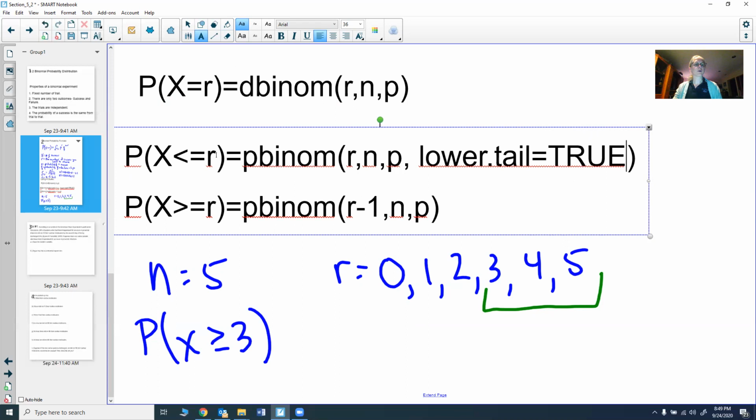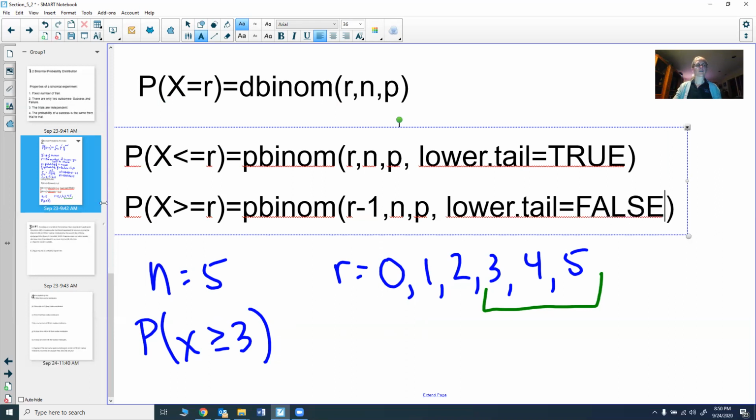And what this is saying is we want X being less than, which is a lower thing. So the lower tail is true because we're going down, less than. And so if we do less than or equal to 3, it'd be 0, 1, 2, and 3. If we did the other way around, this would be lower.tail equals FALSE, because it's just greater than or equal to. So it's upper, it's up here, it's not less than. So it's the upper tail. So we say lower tail is false.